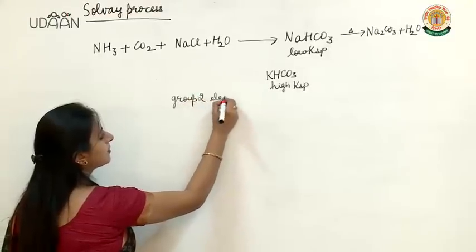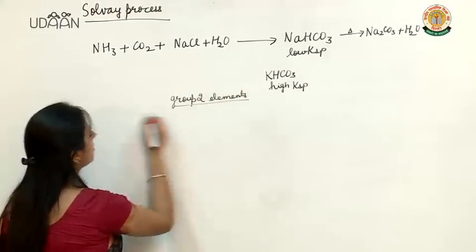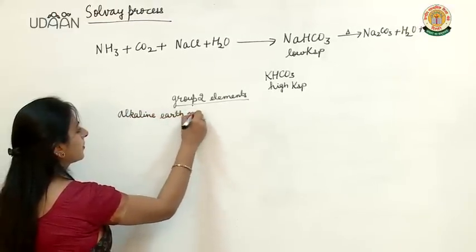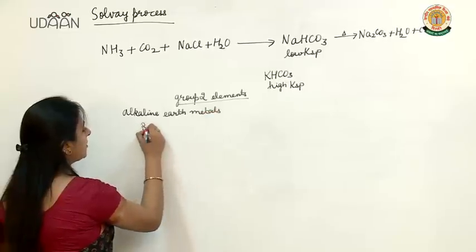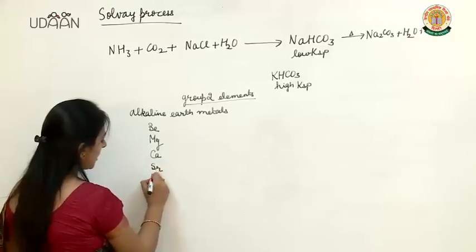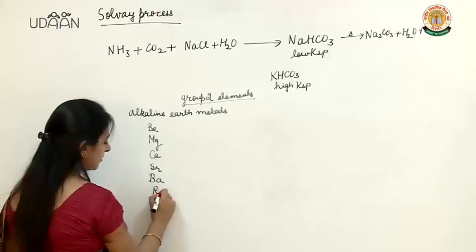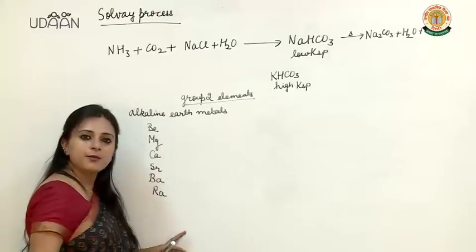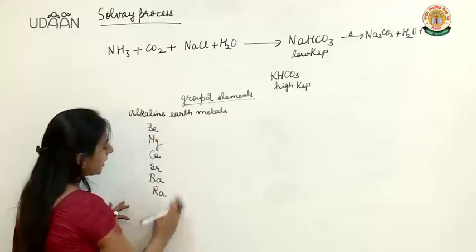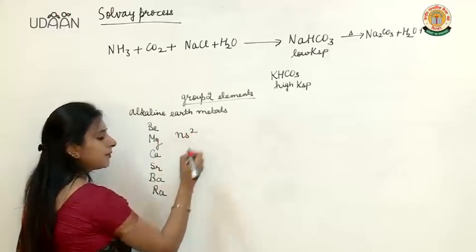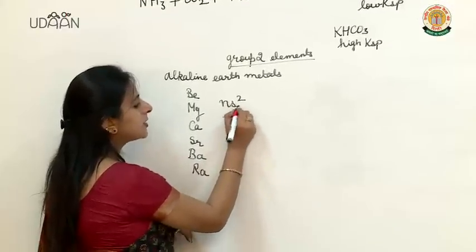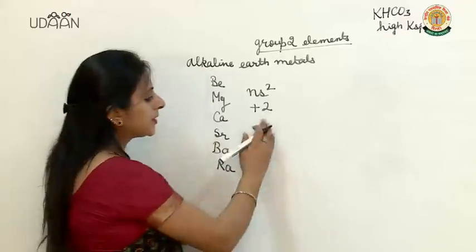alkaline earth metals. Now when we talk about alkaline earth metals, alkaline earth metals are beryllium, magnesium, calcium, strontium, barium and radium. Radium is radioactive. Now when we talk about these elements, what is the general electronic configuration? It is ns2, and since they have two electrons, they can show oxidation state +2.